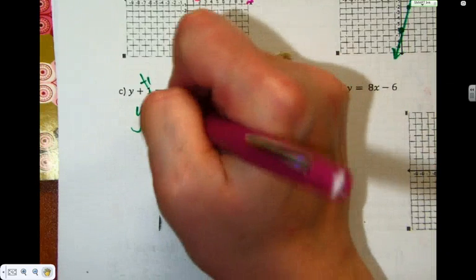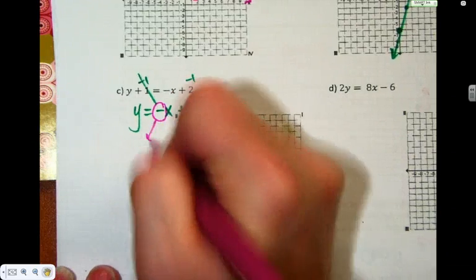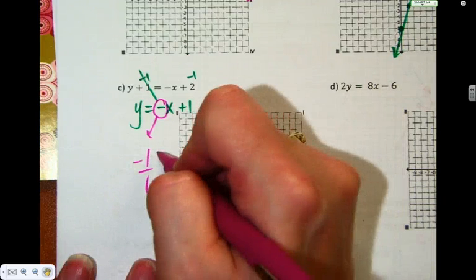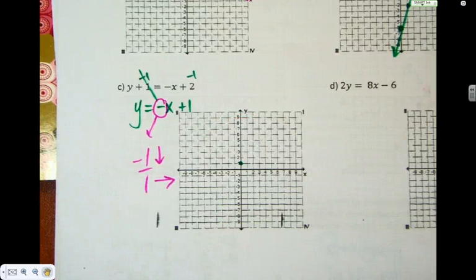All I have in front of the x is a negative. I don't have any numbers. Yeah, it's a negative 1 over 1. Even though we don't see it, we know the numbers are there. So this is going to be 1 unit down, and then 1 unit over or to the right.